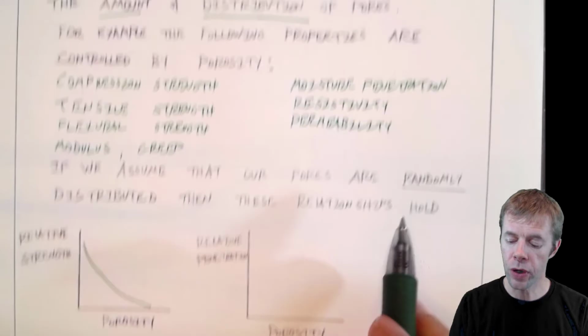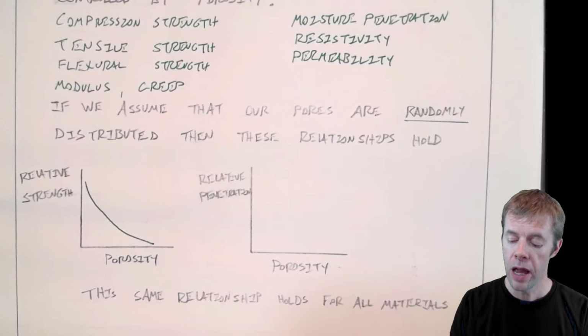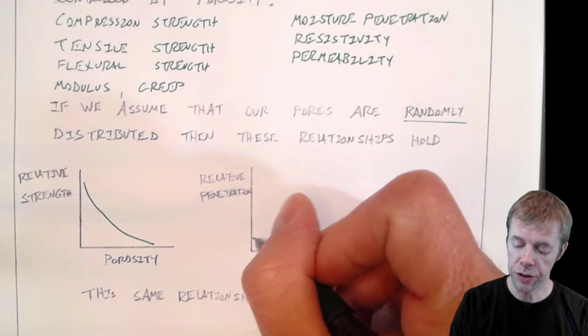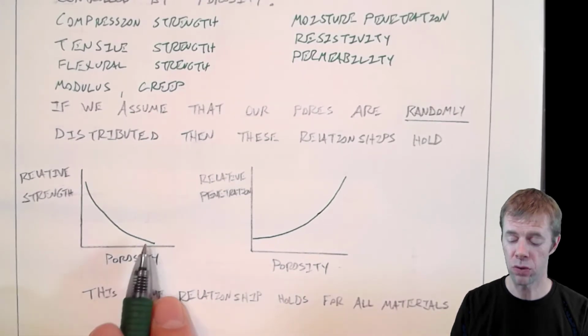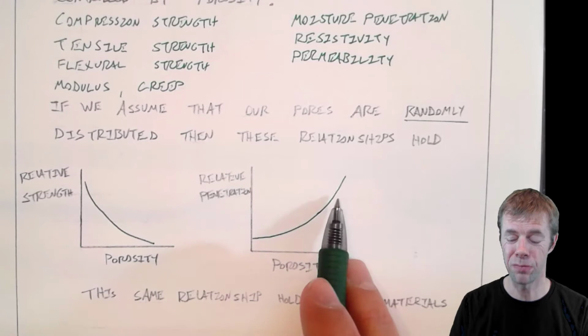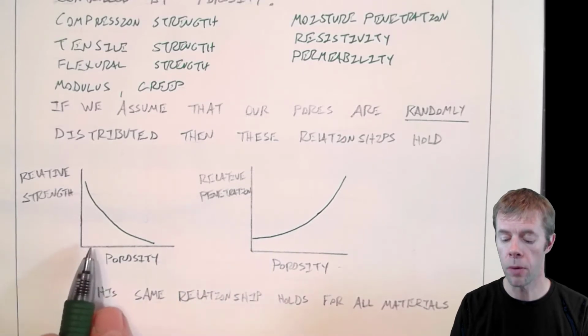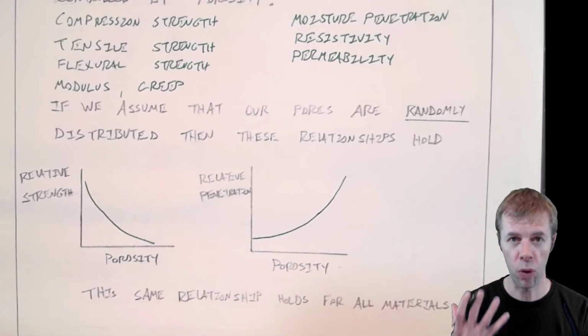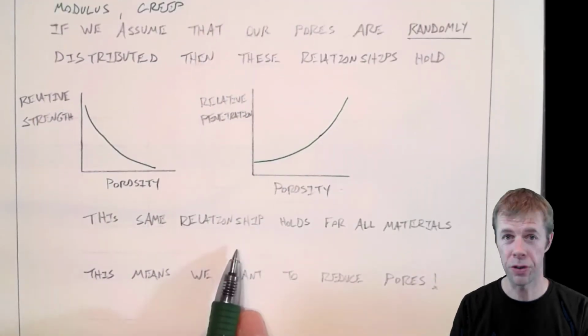And if we talk about penetration, fluids and other things moving through, as the porosity goes up, this penetration goes up. So high amounts of pores gives us lower strength, and high amounts of pores gives us more penetration. That's not good. A lower amount of pores gives us less penetration and better relative strength. This same relationship I'm talking about holds for all kinds of different materials. And again, we're assuming these things are randomly distributed.